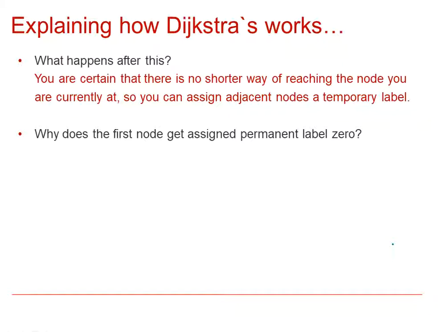Why does the first node get assigned a permanent label of 0? It is the starting point and you haven't travelled anywhere, so it's like resetting the clock to 0.